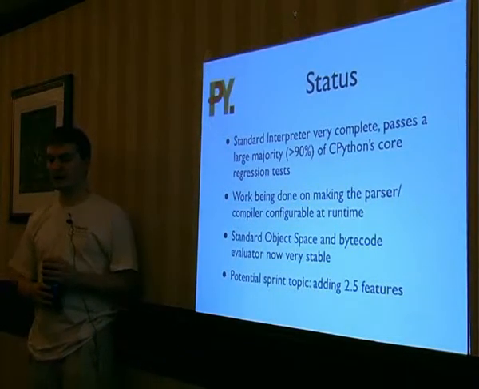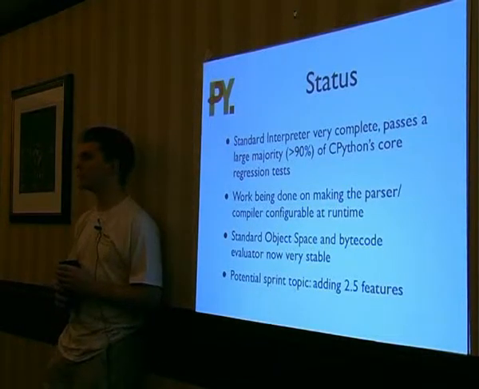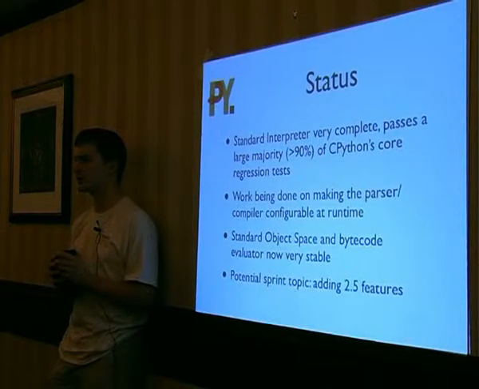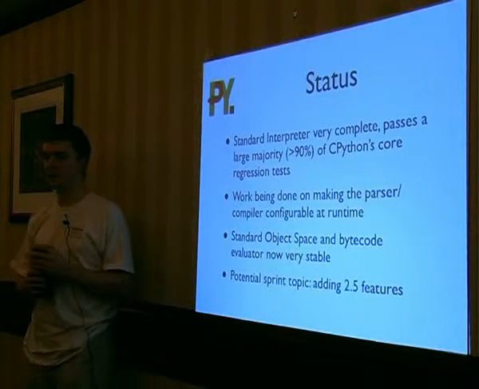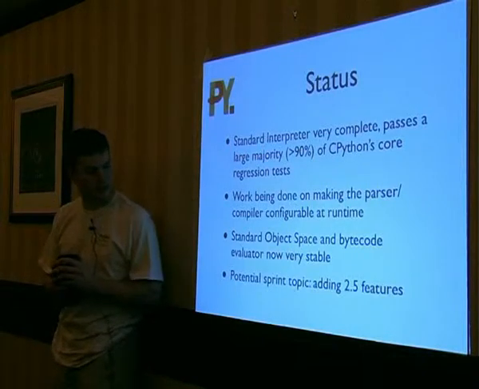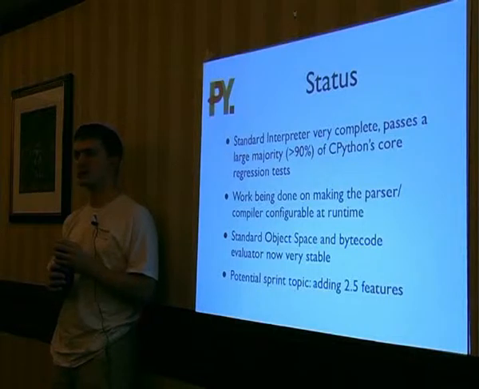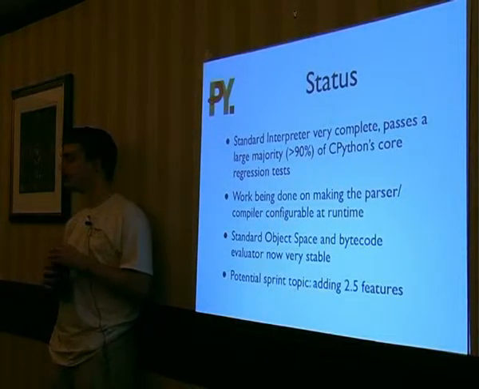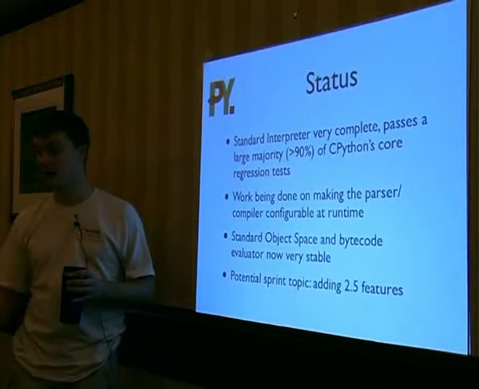The standard object space and the bytecode evaluator are really very stable. There's some work that has been done on optimizing them, but apart from that, they haven't changed in any fundamental way for several months. Would that be fair? At least half a year. Right, so yeah. So one potential sprint topic would be experimenting with adding some Python 2.5 features. So there's some new built-ins, or even things like the extended generators would be kind of interesting. But that's probably quite hard. Haven't really thought about it.